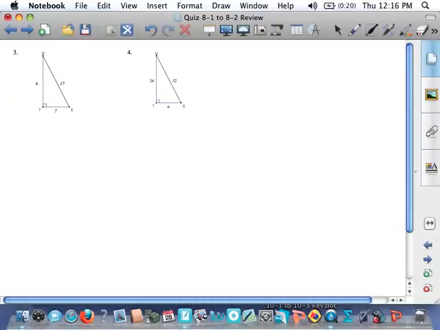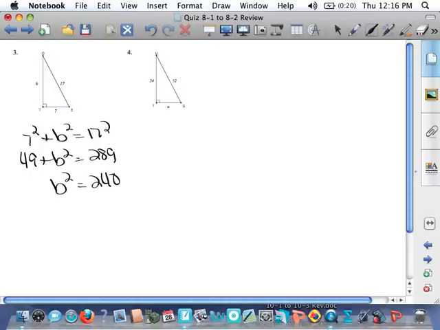A couple more that are the Pythagorean theorem. Again, 7 squared plus b squared equals 17 squared. So 49 plus b squared is equal to 289. b squared is equal then to 240, so b is equal to the square root of 240. Now you want to try to find simplest radical form for this.